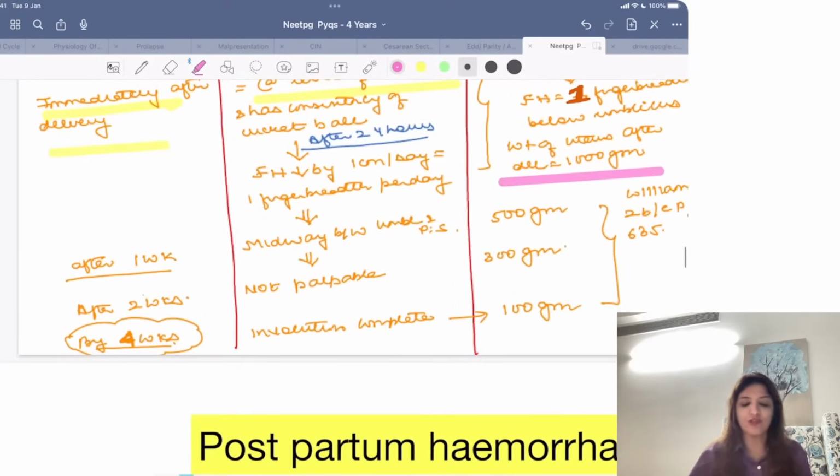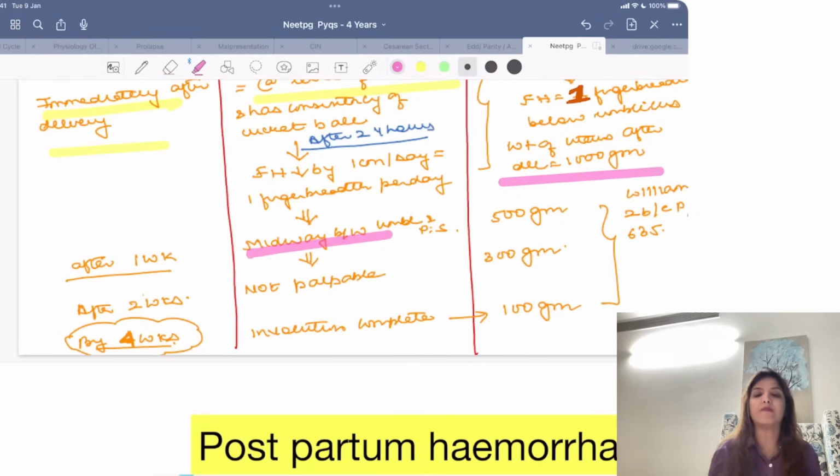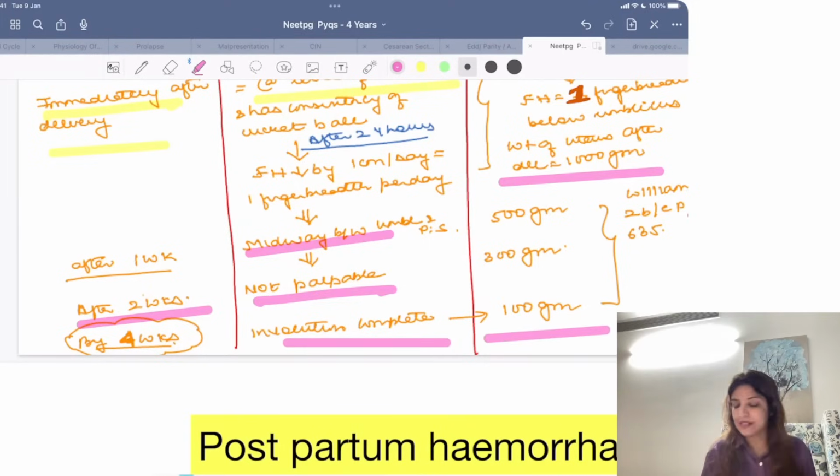The other thing you have to remember is, after 1 week of delivery, uterus is midway between umbilicus and pubic symphysis. After 2 weeks, it is not palpable, and by 4 weeks, involution is complete. As far as weight is concerned, immediately after delivery it is 1000 grams. After 1 week, it is 500 grams. After 2 weeks, it is 300 grams. And by 4 weeks, it is 100 grams. So remember that involution is complete by 4 weeks.